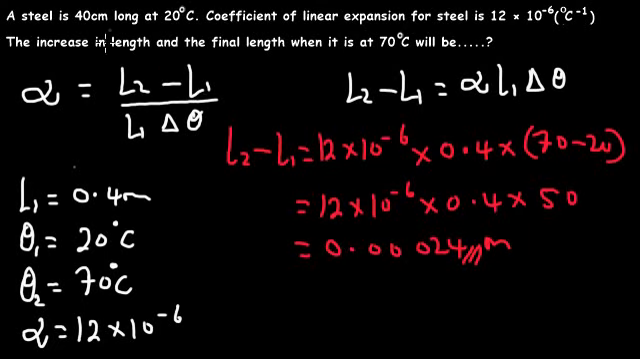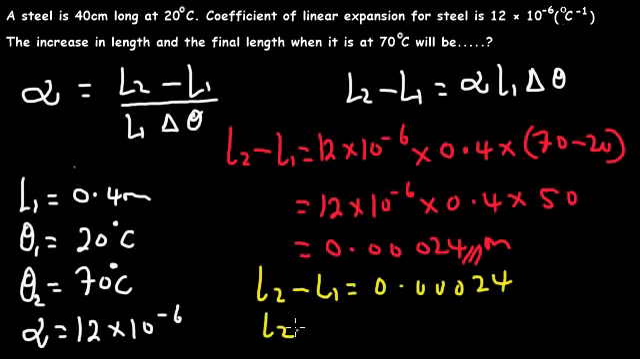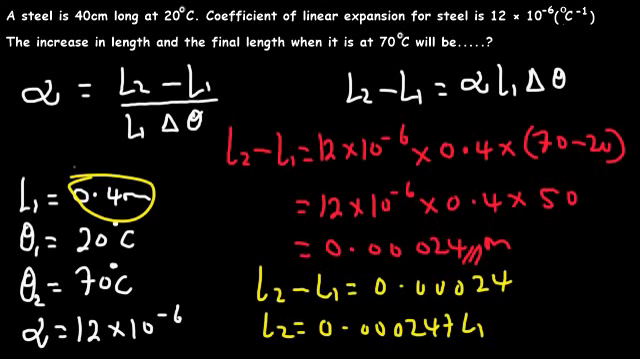So now we have answered the first part, which is the increase in length. The goal now is to determine the final length, which is simply L2. To find L2, we are going to use the same formula. But for now, let me get rid of this. I think this should be enough. Now, since L2 minus L1 is equal to 0.00024, definitely L2 will simply be equals to 0.00024 plus L1. L1 is 0.4 meter, so we can add that to this to have L2. So finally, let me write that here.